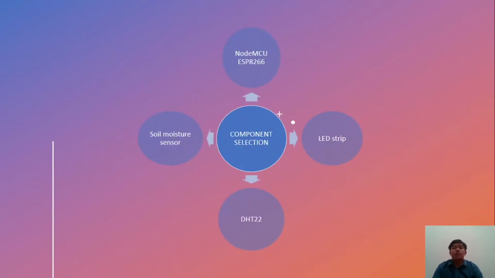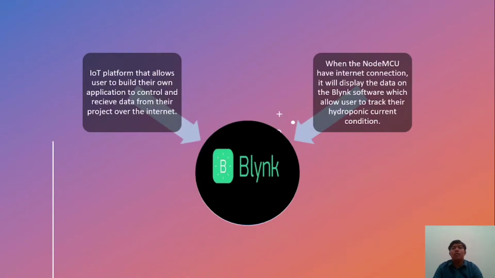The reason why I chose NodeMCU ESP8266 over other Arduino boards is because the NodeMCU has built-in Wi-Fi. So the built-in Wi-Fi can connect to the Blynk. The Blynk is an IoT platform that allows users to build their own application to control and receive data from their project over the internet. So when the NodeMCU has an internet connection, it will display the data on the Blynk software, which allows users to track their hydroponic's current condition.